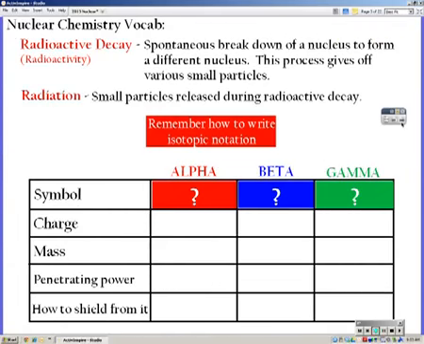Radioactive decay is the spontaneous breakdown of a nucleus to form a different nucleus. This process gives off various small particles. These various small particles are called radiation, and they're released during radioactive decay.